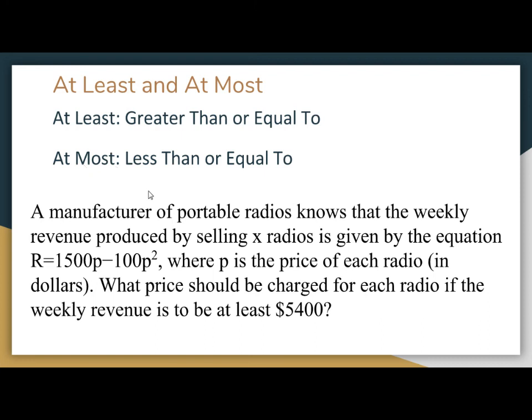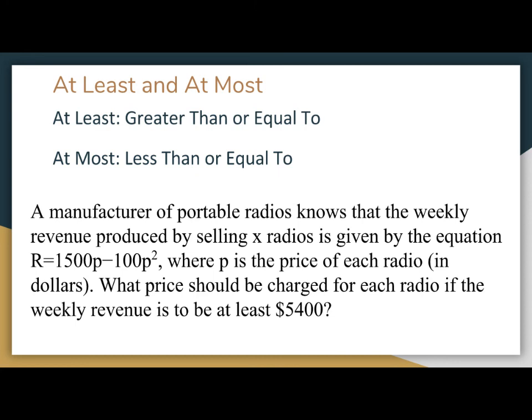We have our example, a manufacturer making portable radios, and they've got this equation for revenue, where X is radios given by the equation. And P is the price of each radio in dollars. What price should be charged for each radio for the weekly revenue to be at least $5,400?